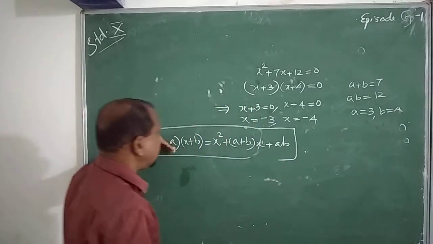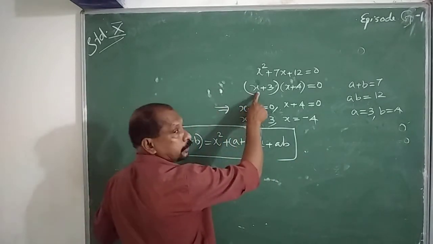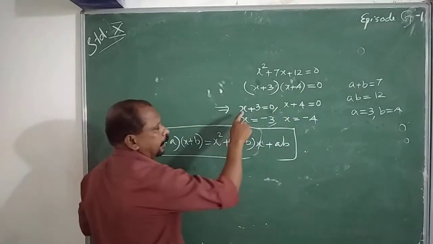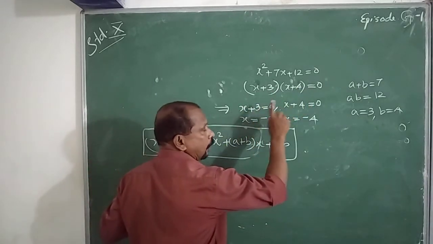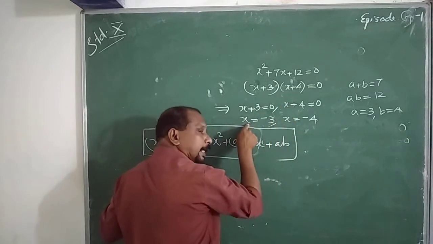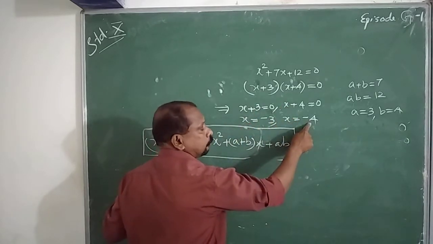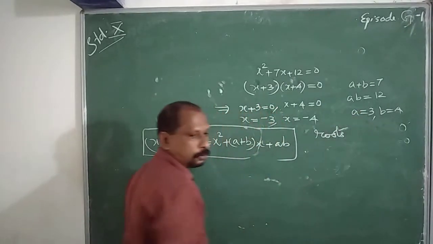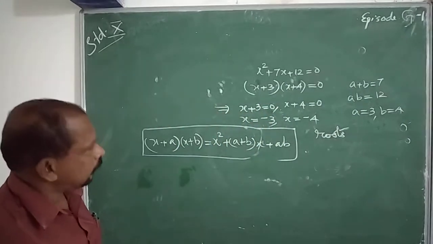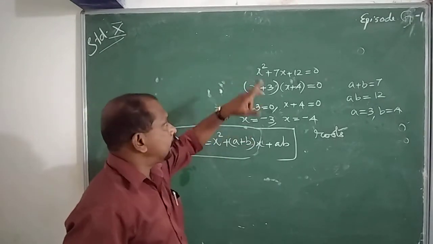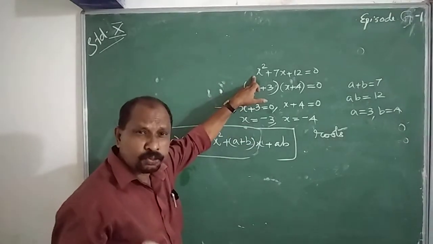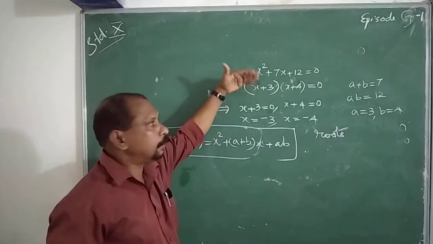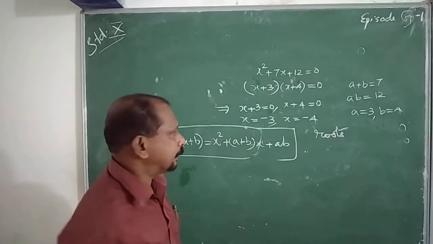Therefore, directly using this formula, the factors are x plus 3 into x plus 4 is equal to 0, which implies that x plus 3 is equal to 0 and x plus 4 is equal to 0. Then x is equal to minus 3 and x is equal to minus 4 are the roots of the quadratic equation. In this case, the coefficient of x square is 1. Therefore, directly we can take the factors x plus 3 and x plus 4. There is another example.